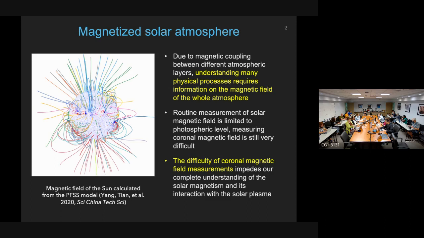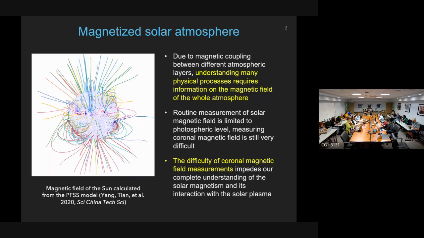So if we want to understand the different physical processes happening in the solar atmosphere, that requires the entire information of the whole atmosphere's magnetic field. But up to now, we can only do routine measurements on the photospheric level. There are several different attempts to measure the coronal magnetic field, but they are still very difficult. For example, we can use spectral polarimetry calculations to retrieve the non-offset component, or we can use radio observations to get the strong magnetic field in the very low corona.